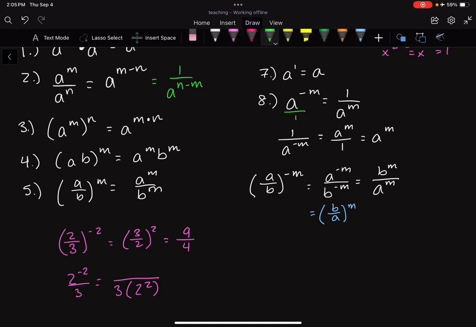And then we always need a placeholder at the top, so we'll have to just say 1 as a placeholder. So this would be 1 over 3 times 4, so 1 over 12. So careful there.